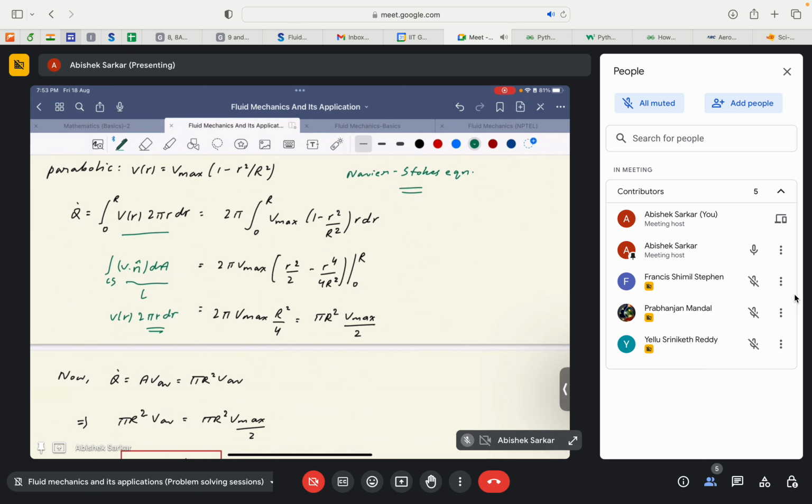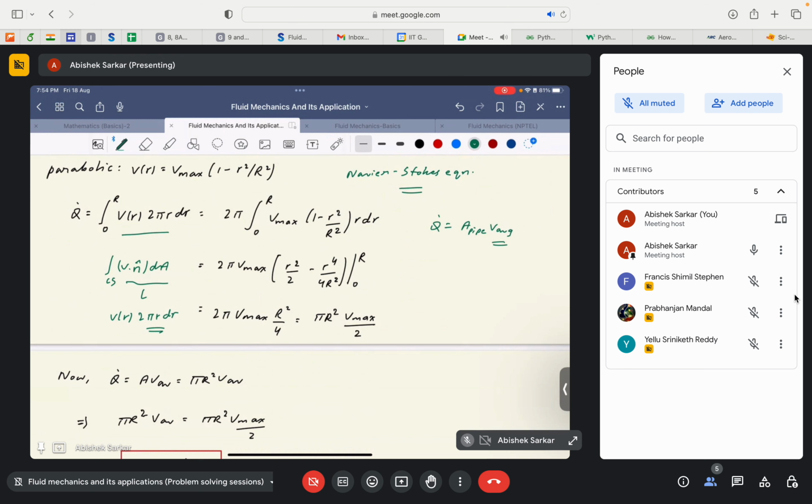For the case of flow through a pipe, we can also express this volume flow rate as Q dot equal to the area of the pipe, say A pipe, multiplied by the average velocity, V average. Okay, so the volume flow rate is also equal to the area of the pipe times the average velocity in the pipe. This average velocity, I guess, we will deal with in the later part of the course.